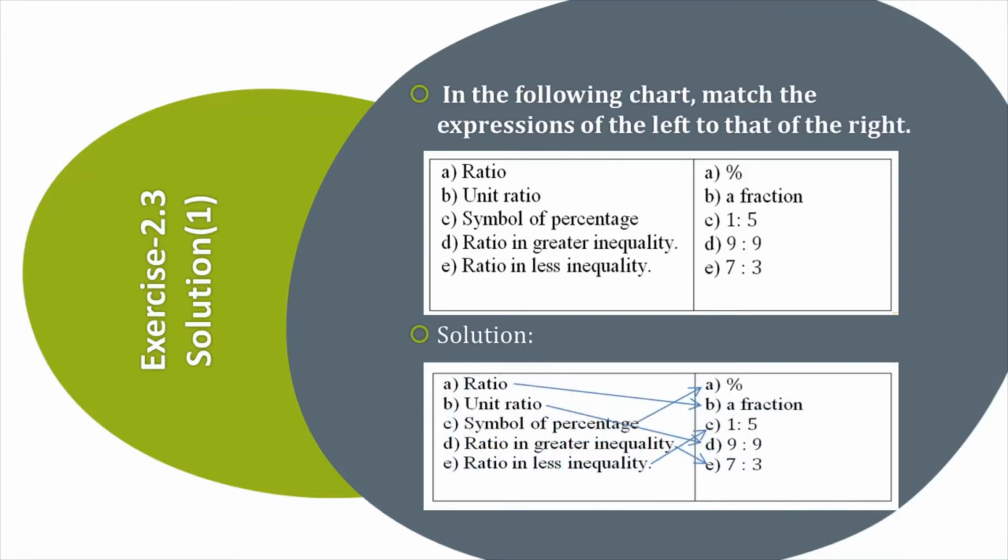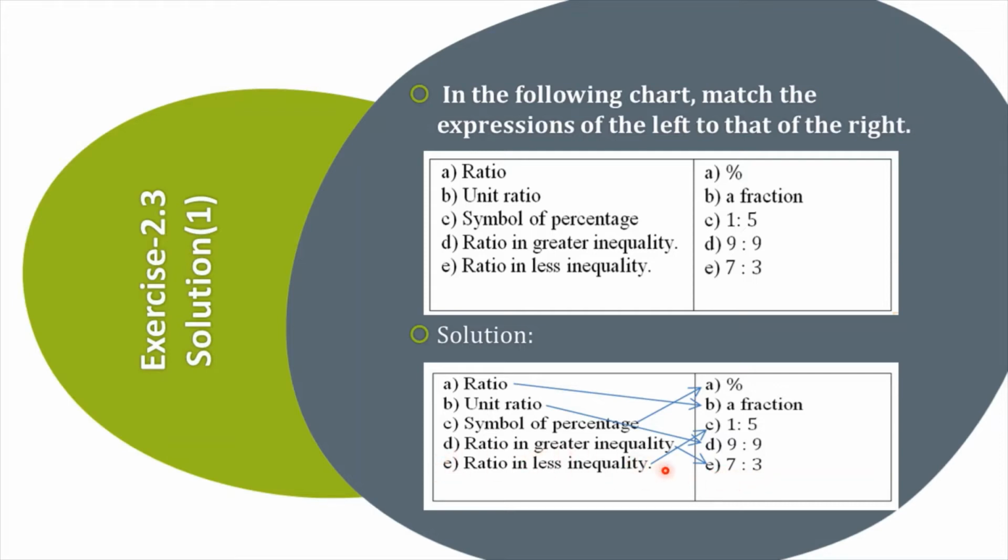As you can see, a number ratio, that would be a fraction, as already you know. Unit ratio, that would be 9:9 because antecedent and the subsequent will be the same. Symbol of percentage, that would be percentage sign. Ratio in greater inequality, that would be antecedent is bigger than subsequent. In here 7 is the antecedent and 3 is the subsequent.